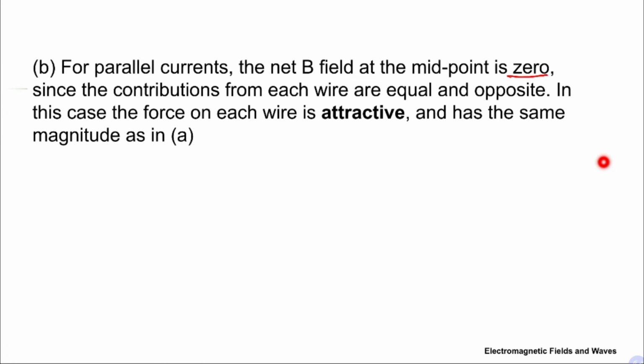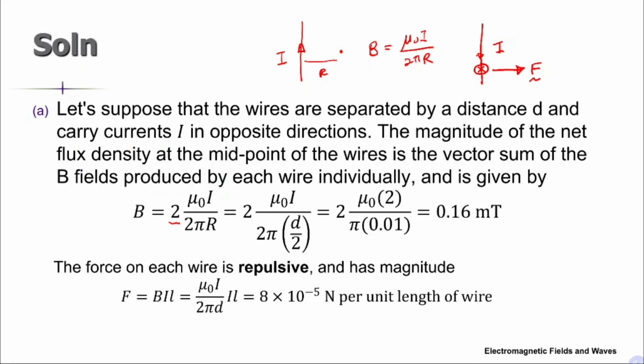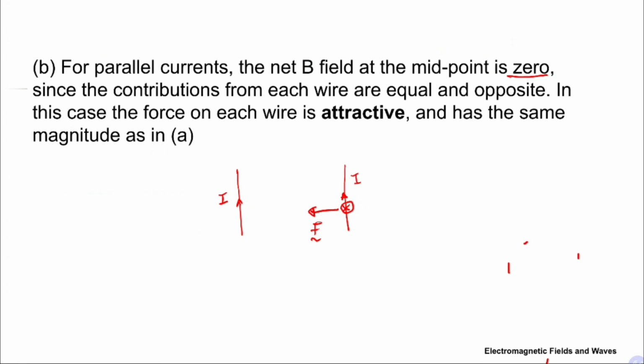In terms of the force, now my magnetic flux is going into the page, and the current is going outwards. Again, using your right hand rules, you find that the force is going in this direction. The magnitude of the force is the same as in part A, which is also 8 times 10 to the minus 5 newtons per unit length. Okay, so that is part B of that example.